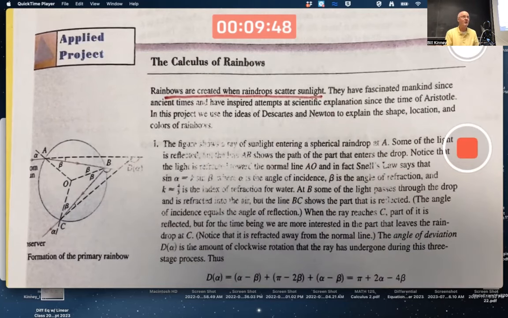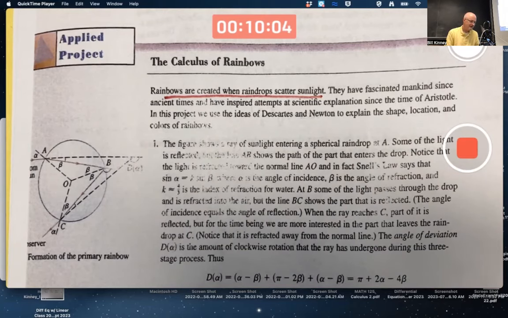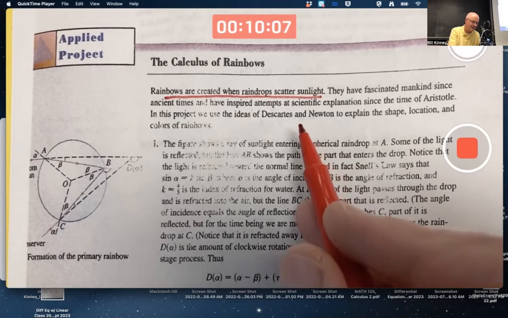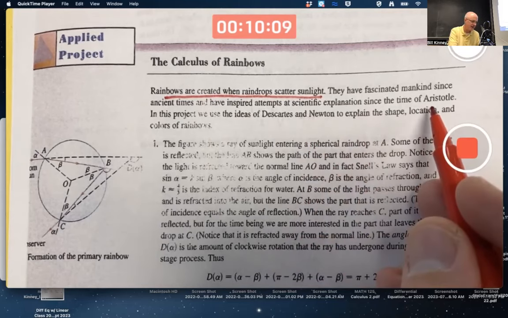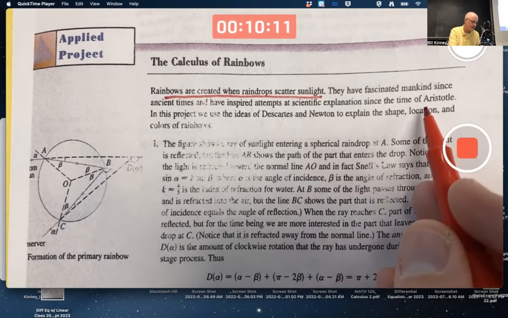You might know from experience that you typically see rainbows more in the morning or in the evening when the sun is low in the sky. And of course, the sun is at your back as you look the other direction and there's rain in the air from clouds, you might see a rainbow. They have fascinated mankind since ancient times and have inspired attempts at scientific explanations since the time of Aristotle, which is a couple thousand years ago.